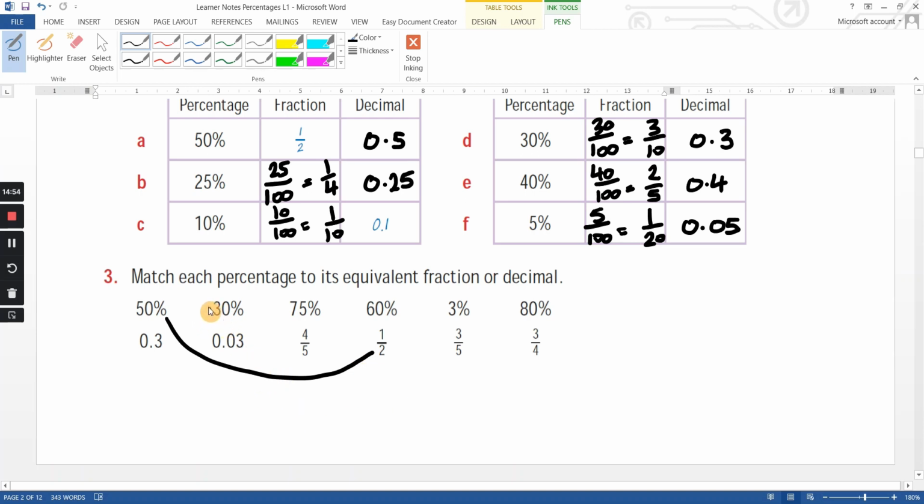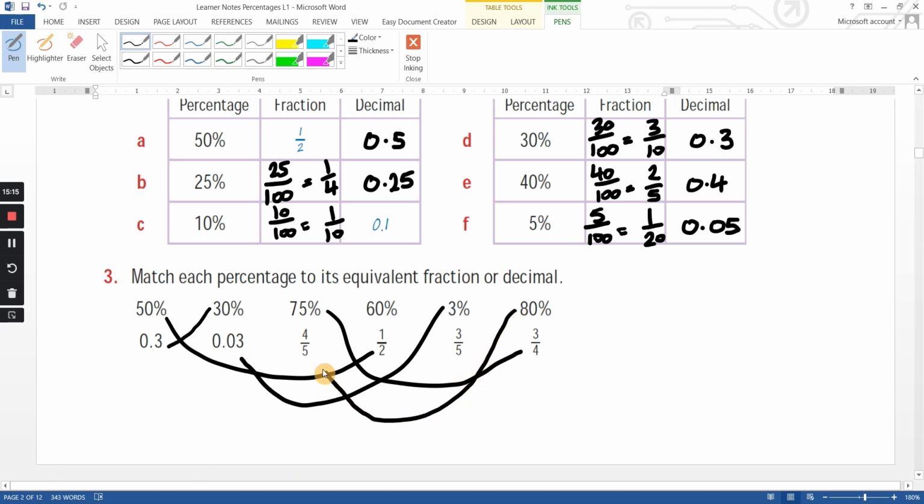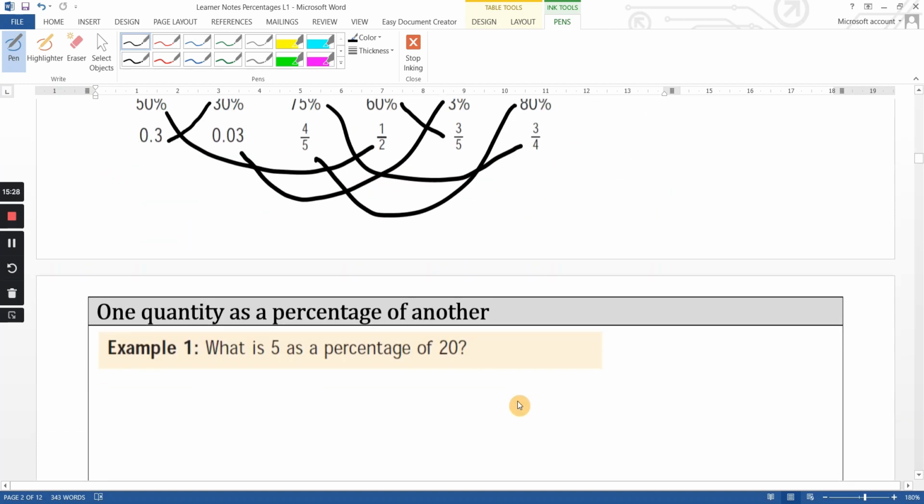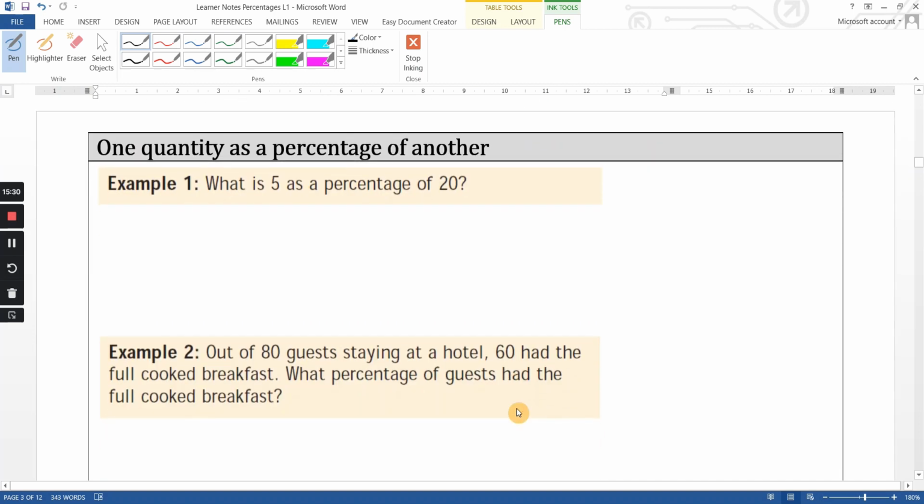30%, that's the same as this. 75%, that is the same as 3/4. 3% I know is that one. 80% I know that as 4/5. So the odd one out, 60% must be 3/5. Yep, so hopefully you've matched the same ones as me. Let's move on to the next section.